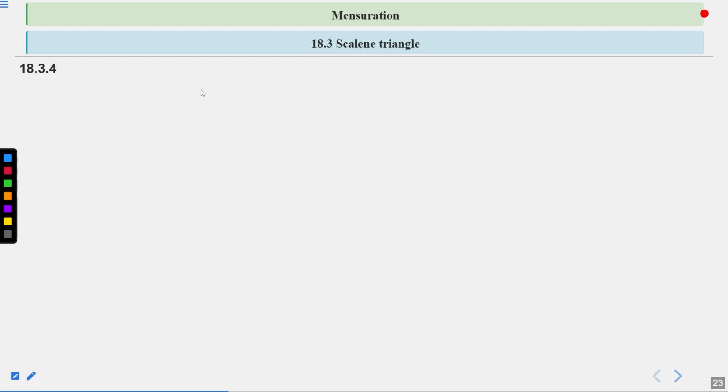Next one, 18.3.4. So this is the diagram. The inradius of a scalene triangle is area upon semi-perimeter. Then we get the inradius of the scalene triangle.